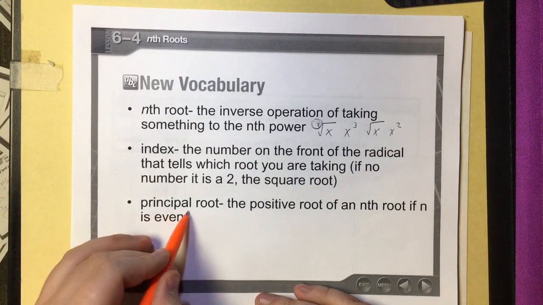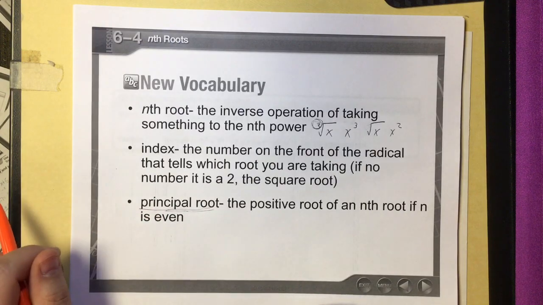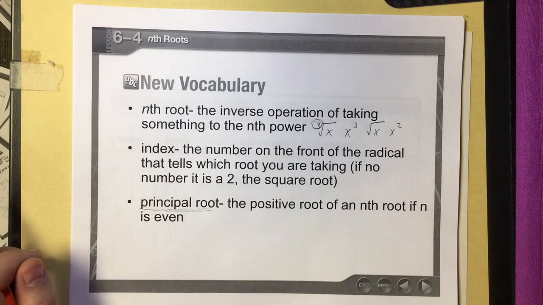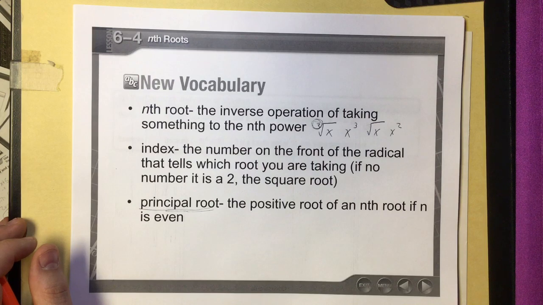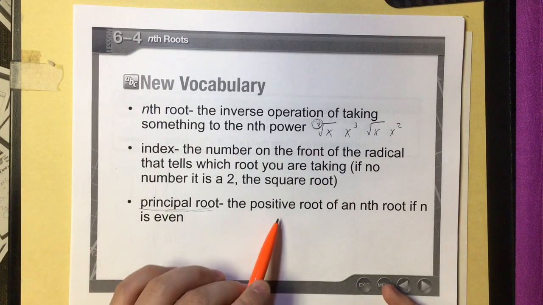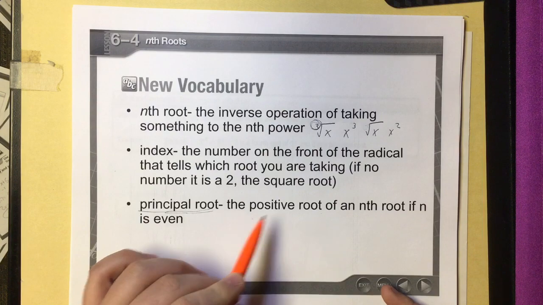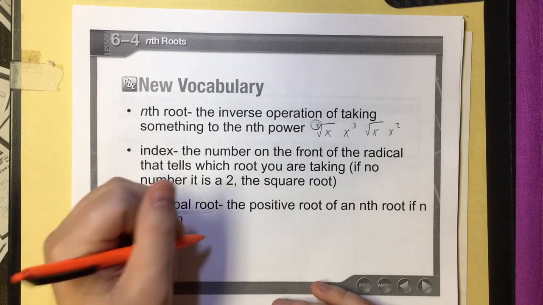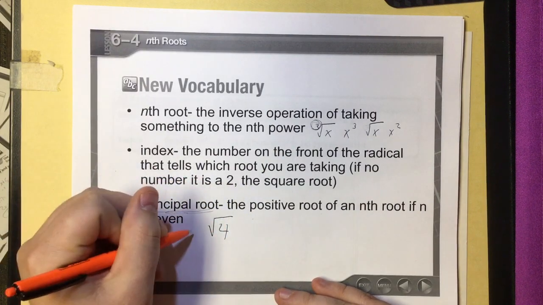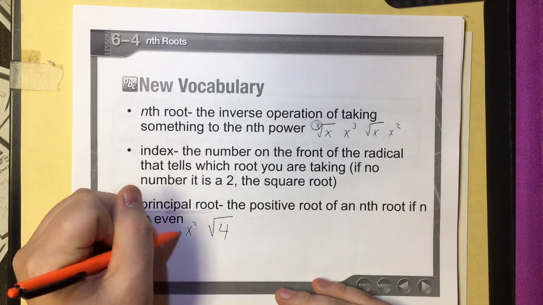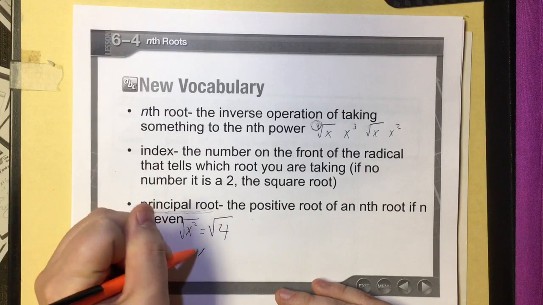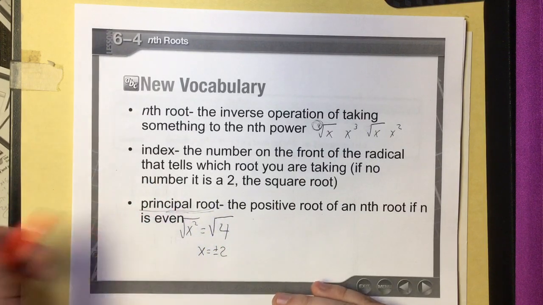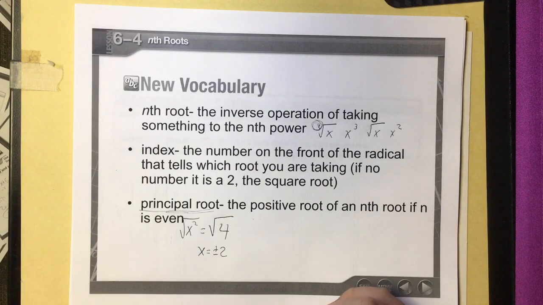The last vocab word here, the principal root. Not going to talk about that too much, but you might see it written on a standardized test, like an SAT subject test might ask something about it. The principal root is just the positive root when you do an nth root if n is even. The reason why it's only when it's even, we've talked a lot about the square root of 4. If you solved x squared equals 4 by taking the square root, you have to say that x equals both positive and negative 2. Whenever n is an even number, you have to take both the positive and negative. The principal is just the positive version.